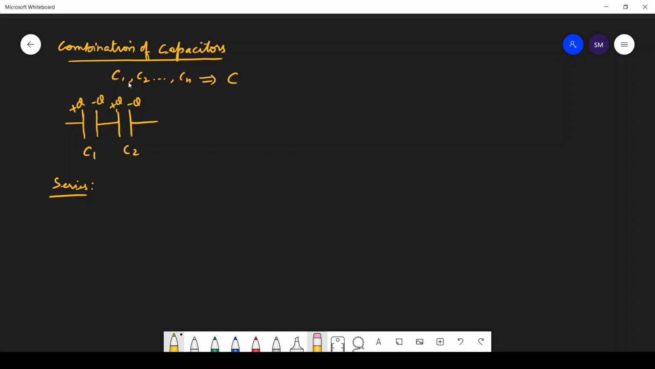So students, we are doing combination of capacitors and we have joined the two capacitors in series. And I told you that in series, the charges on the two plates are the same on each capacitor. So you can see that in series charge is same on each capacitor.